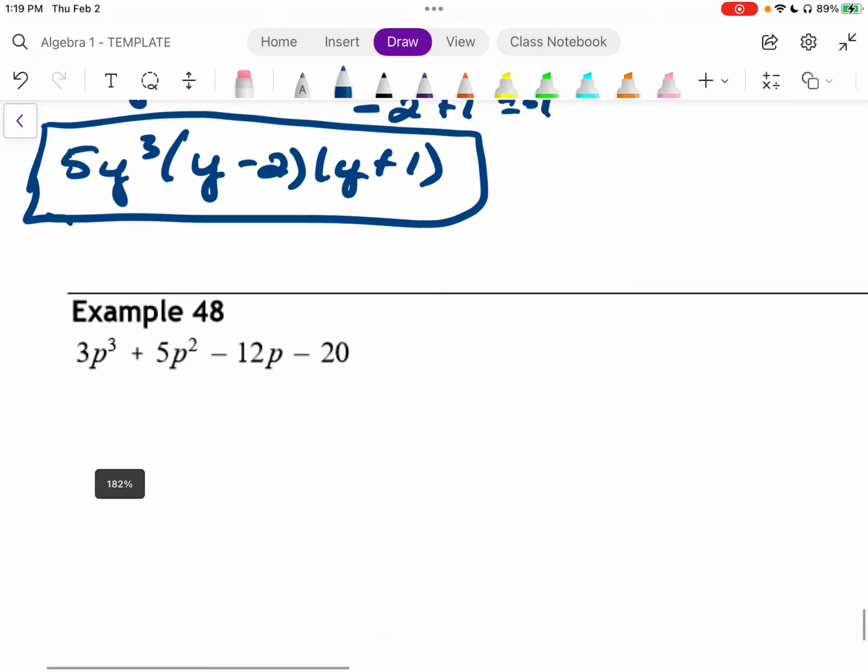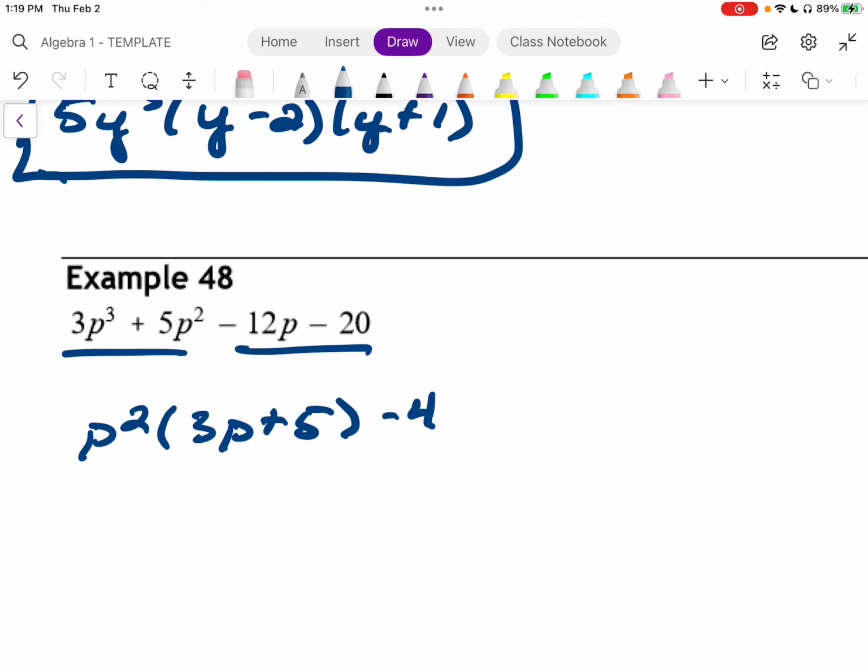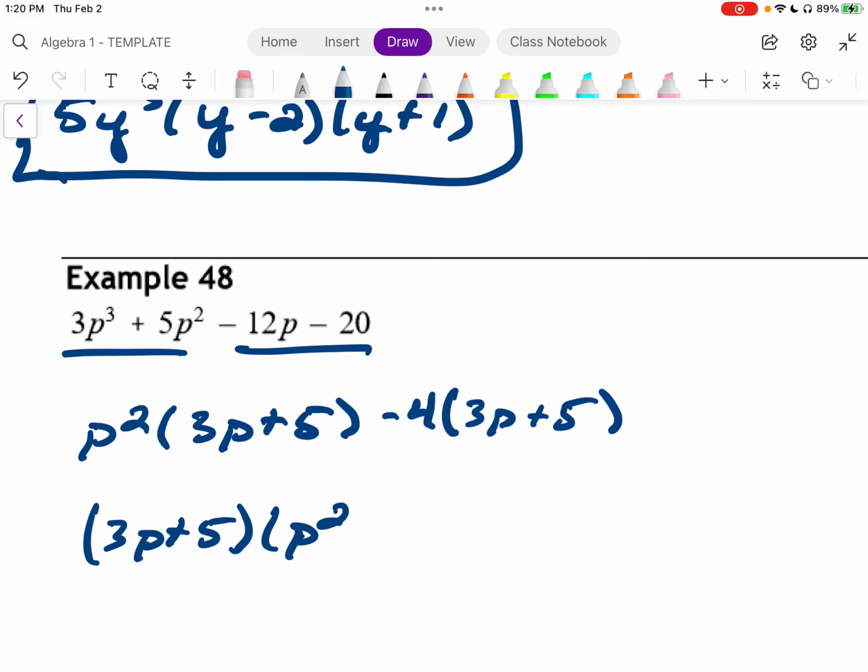48. This one has 4 terms, so we need to try to factor by grouping. The first ones I can pull out a p squared, and I'm left with 3p plus 5. And the second ones, I can pull out a negative 4. And the reason I'm doing it negative is so that the pieces in the parentheses end up being the same signs. So negative 12 divided by negative 4 gives me 3p. Negative 20 divided by negative 4 gives me a positive 5. And that leaves me with 3p plus 5, and then p squared minus 4.